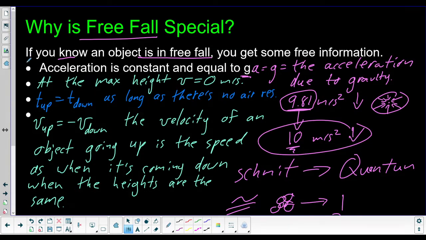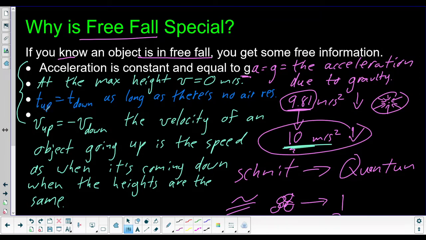And these are the 4 facts about free fall that you need to know. The acceleration is constant, and it's always equal to g. On Earth, g is 9.81 meters per second squared downwards, or for this class, 10 meters per second squared downwards. On other planets, it's a little different. At the max height, v is 0 meters per second. So when something gets to the highest point, it stops, and then it starts to fall back down.